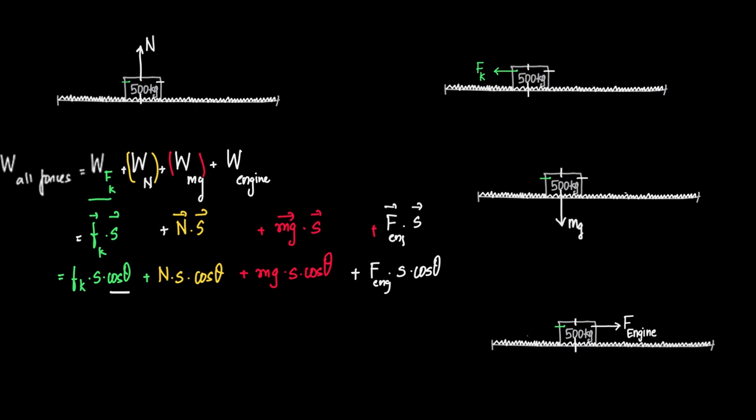I can write this as fk into s into, what is cos theta here? What is the net displacement? What is the direction of displacement? The direction of displacement here is towards the right, irrespective of which diagram, which force we are considering. The displacement is always towards the right.